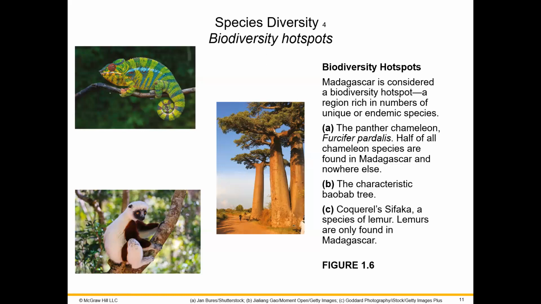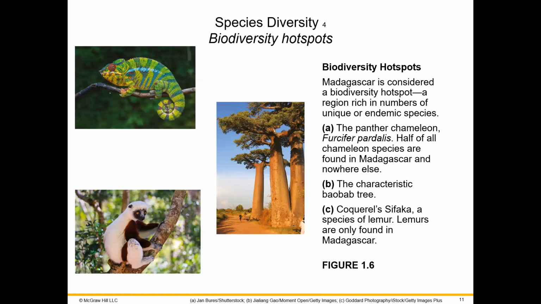Plants were chosen as the primary group of organisms to determine whether or not an area qualifies as a hotspot, mainly because most other terrestrial organisms depend on them. And we're going to cover that later on.